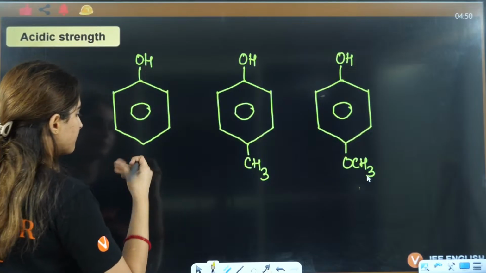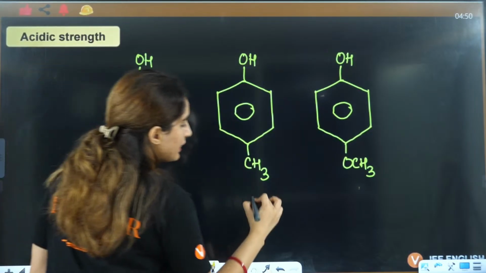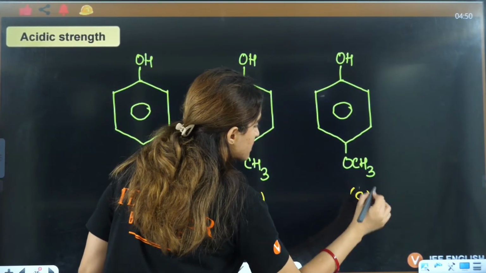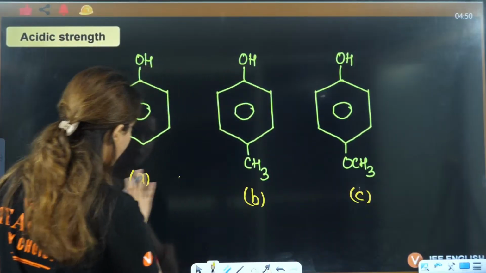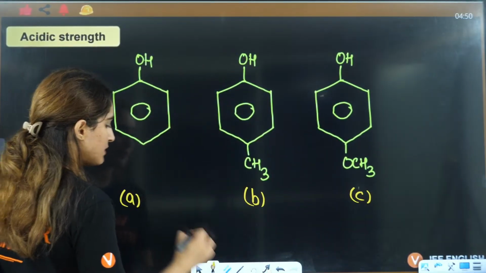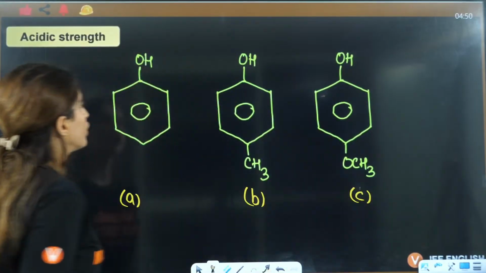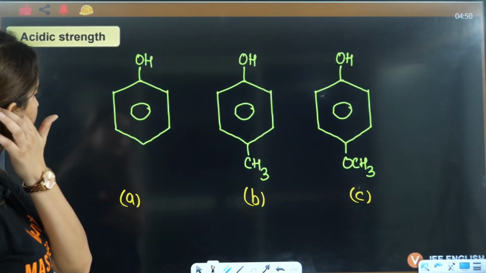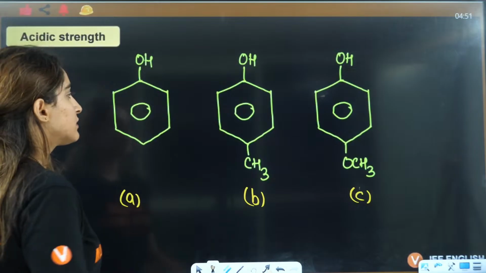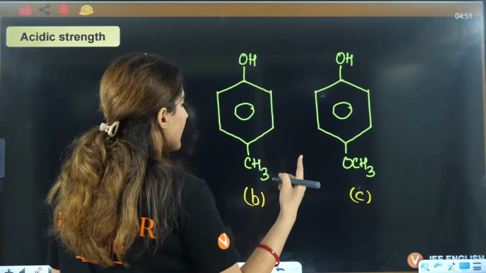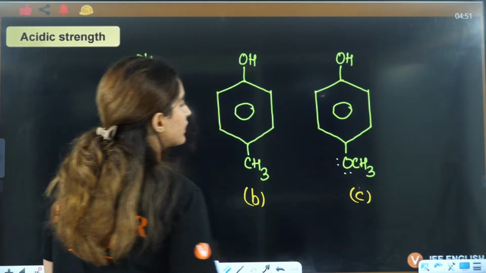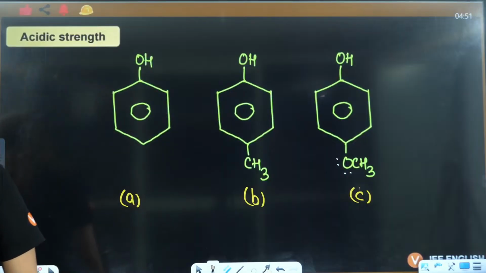This is A, B and C, right? So you need to tell me what is the effect that it is showing. If you see this here, this is showing no effect. This CH3 and OCH3, what is the effect that it will show? Everyone in the chat box.